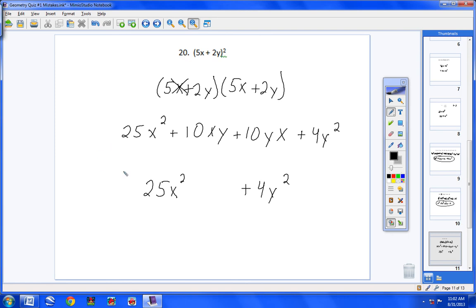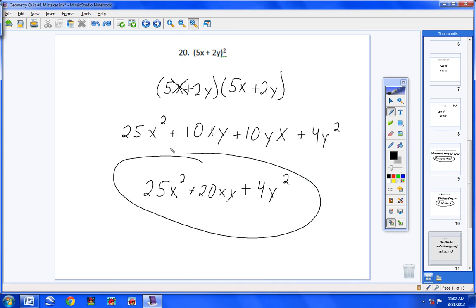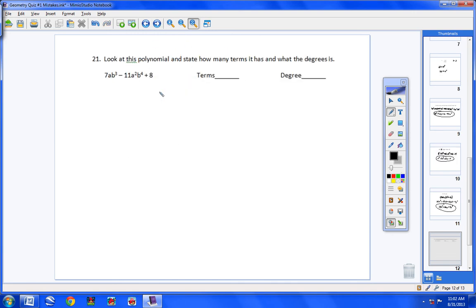Okay, so a positive 10 and a positive 10 is a positive 20xy. By the way, if you put positive 20yx, I would give you credit for that. Most books are going to put it in alphabetical order, x first, then y, but it's really not a big deal to me. Okay, moving on to number 21.